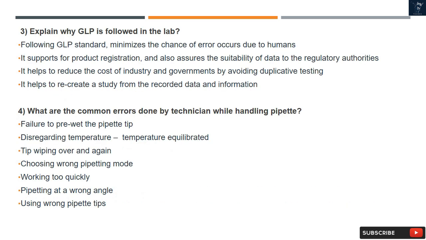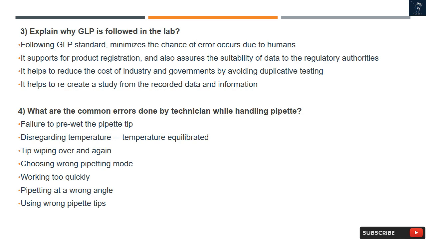3. Explain why GLP is followed in the lab. Following GLP standards minimizes the chance of errors caused by humans. It supports product registration and also assures the suitability of data to the regulatory authorities. It helps to reduce the cost of industry and governments by avoiding duplicative testing. It helps to recreate a study from the recorded data and information.